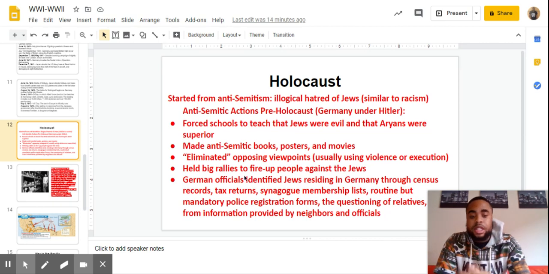Anybody that disagreed or opposed Hitler was either executed or thrown in jail. He had all these big rallies to support his base, where he got people to go up against the Jews. And he also targeted Jews through taxes, where they lived. Their synagogues were burned down. They were heavily policed. They couldn't move. There were curfews, all kinds of crazy things.